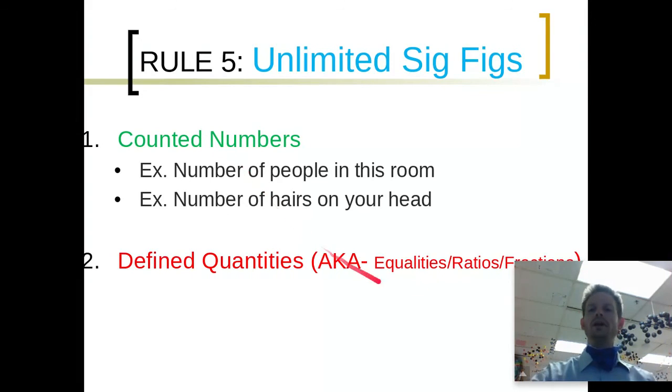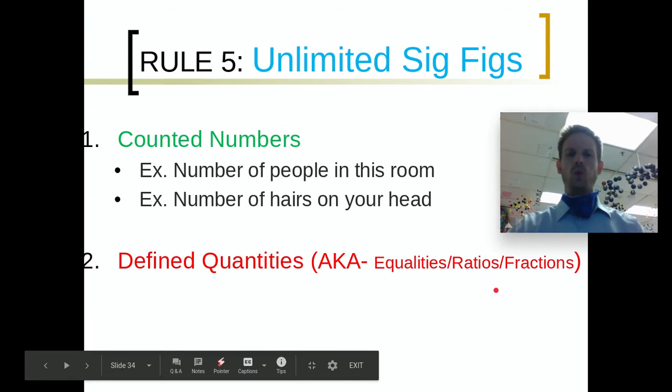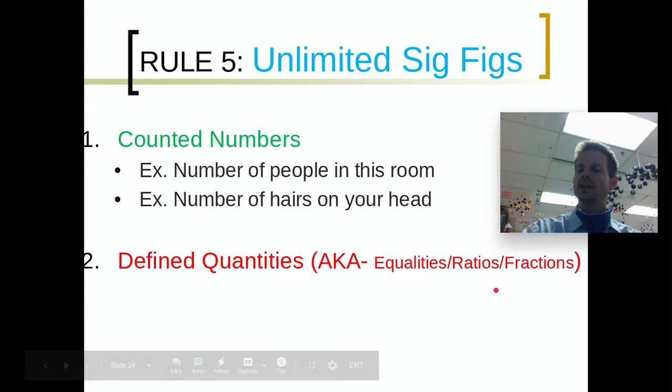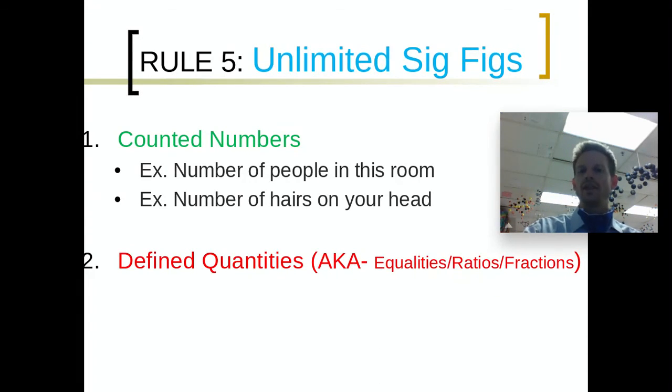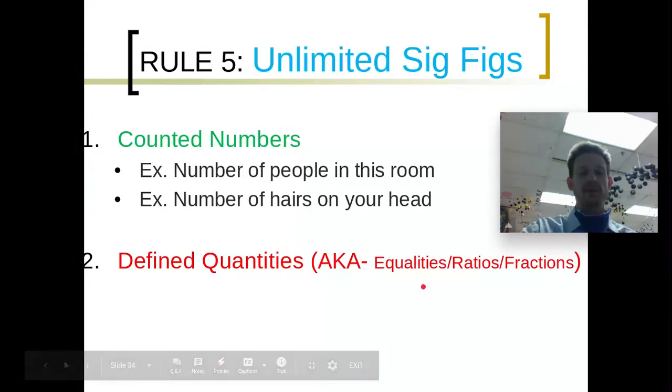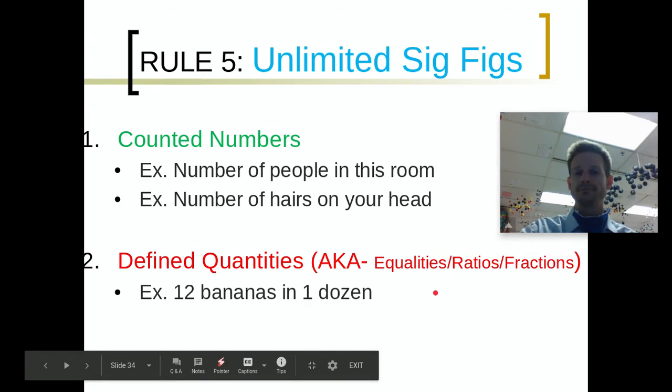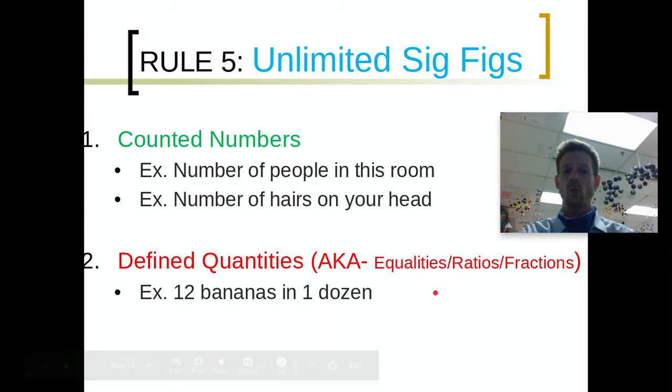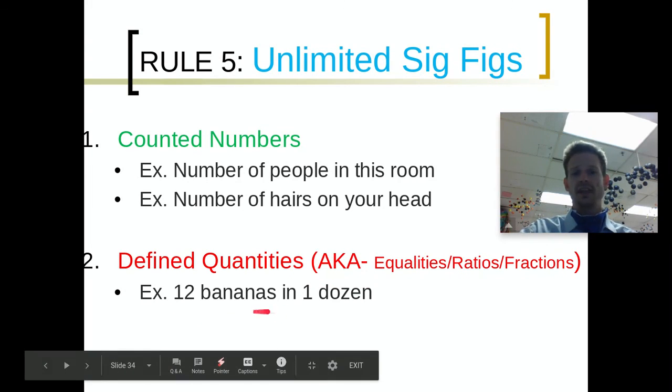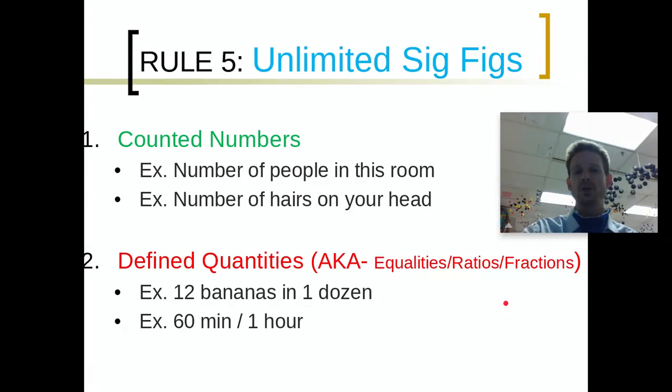All right. Or let me get this out of the way. Defined quantities, right, which we're going to talk about next week. They're equalities, ratios, fractions. Basically, when we do this thing called dimensional analysis, we're going to talk about these guys, right? So defined quantities, things that we know. Okay, so they might be like 12 bananas in 1 dozen, right? So 12 is equal to a dozen. If we can put equals in there, this is just another way of kind of giving it a counted number. Or 60 minutes per hour, or 60 miles per hour, or anything like that.